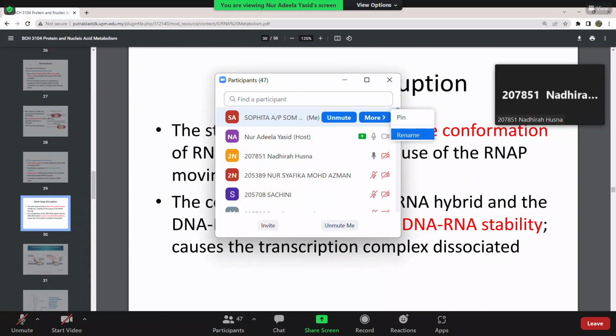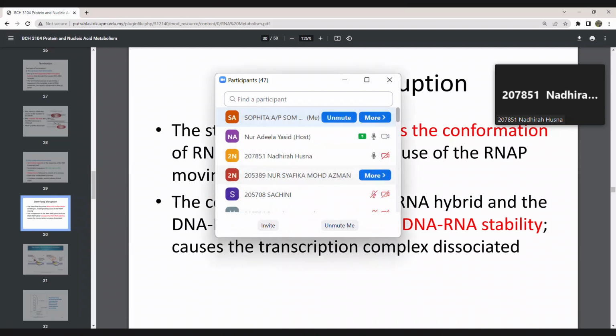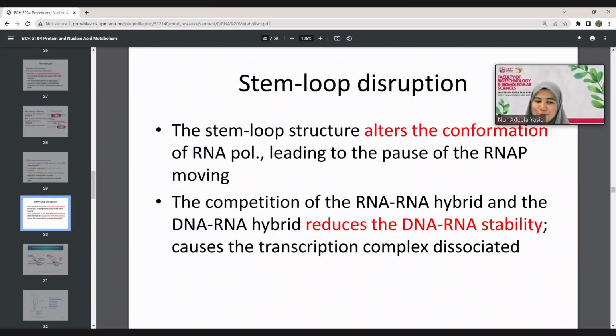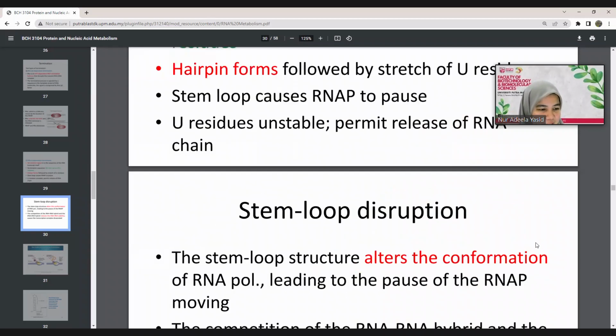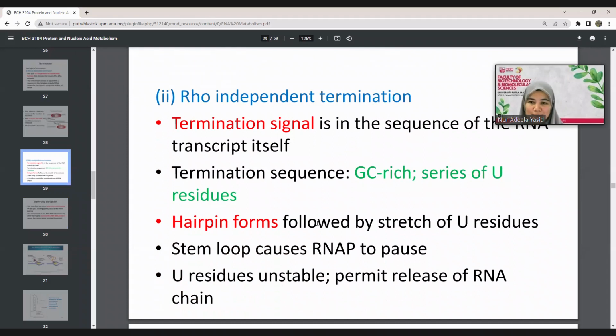Maksudnya dia tak stop sendirilah, doktor, at the codon. The codon doesn't stop, that's why sendiri. That's why the termination process, there are two kinds of process: either it depends on the rho protein or independent termination. Okay, kalau independent termination, it has their own sequence. Dia ada dia punya termination sequence. It depends on which termination process that they are taking.